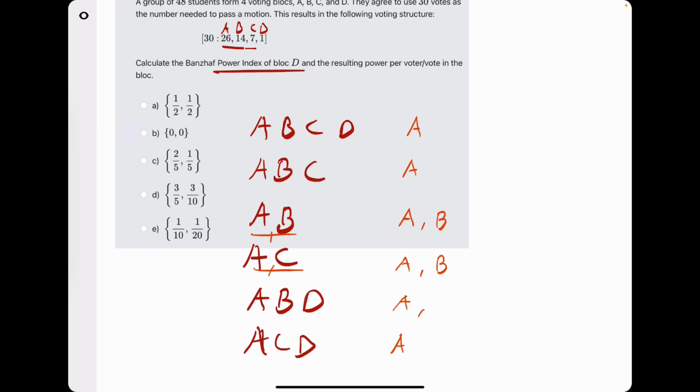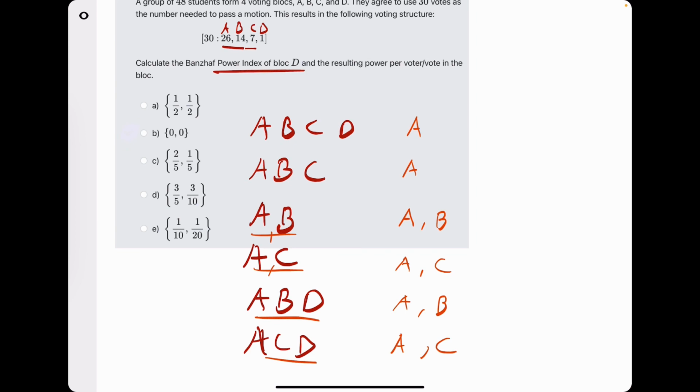Actually, maybe the same argument goes for this one. Like B and C would also be critical in these, because if you leave them out, you just have A and D, and AD is not a winning coalition. Okay. Oh, sorry. This is meant to be a C. Goodness gracious. And then that might be it. Okay.